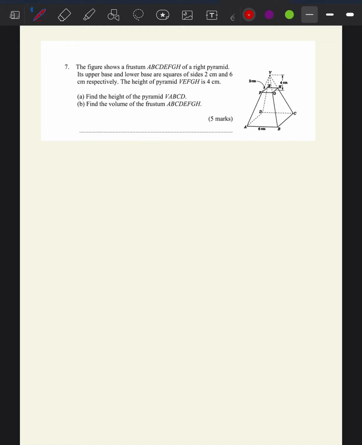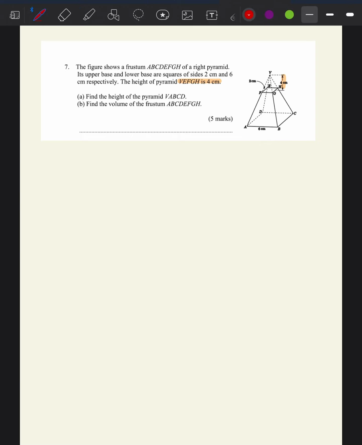So let's look at chapter 10, chapter test, question 7. In here, you can see there is a frustum ABCDEFGH, and it is a right pyramid. The upper base and the lower base are squares, which have sides of 2 cm and 6 cm. The height of the pyramid VEFGH is 4 cm, which means the small pyramid's height is 4 cm. And now they ask for the big pyramid VABCD. What is the height of it?